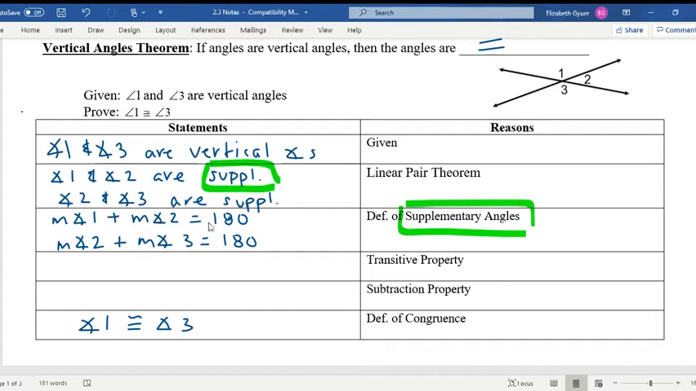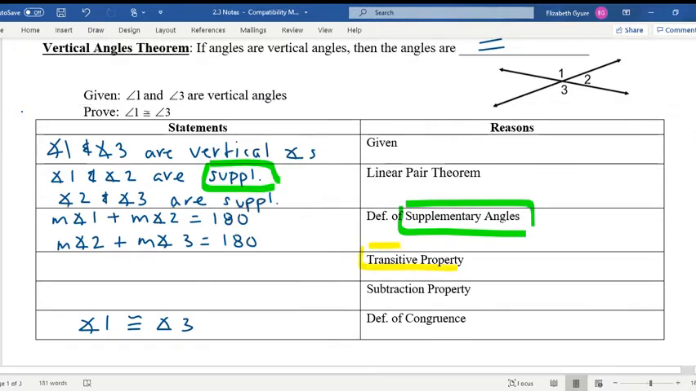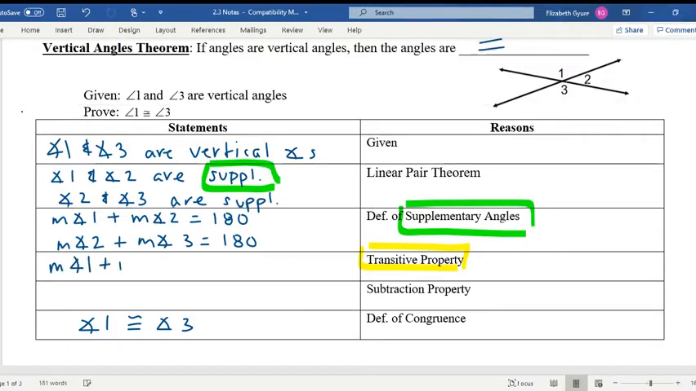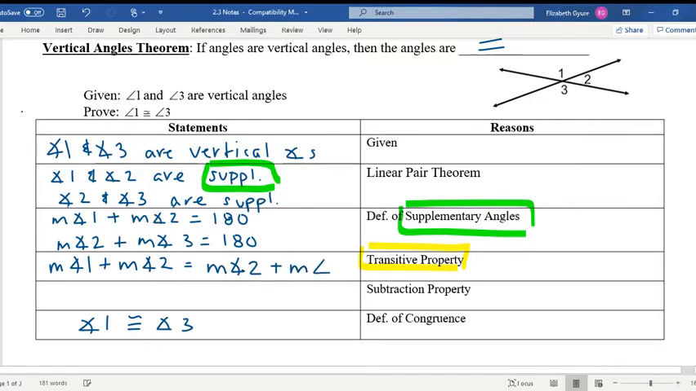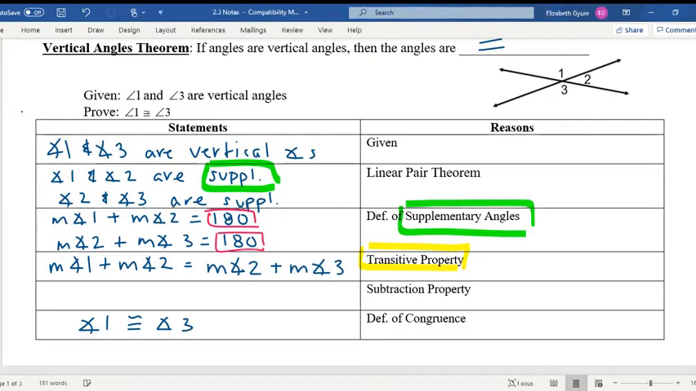We need to show they're congruent, so the best way for me to do that is to combine the two equations I have. And I can do that because they both equal 180. If they both equal 180, do they equal each other then? It gives you the hint of our transitive property here, and that's in your vocab sheet too. The transitive property says if two things equal the same thing, they equal each other. So let's set those equal to each other. The measure of angle 1 plus the measure of angle 2 equals the measure of angle 2 plus the measure of angle 3. I can say that because these both equal 180.